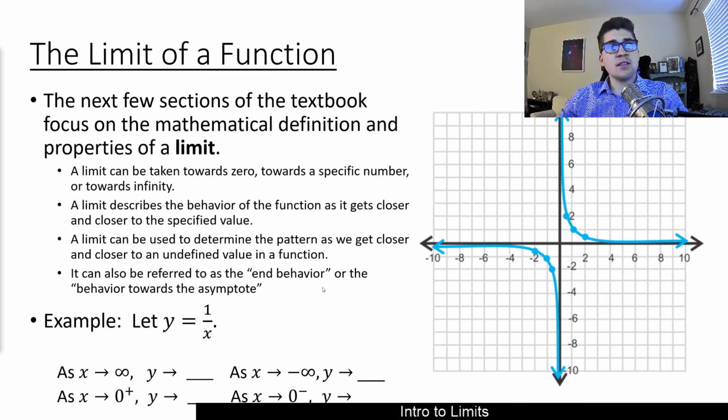So let's go ahead and look at the example, let y is equal to 1 over x. Sometimes we may refer to this as the end behavior. As x approaches infinity, y approaches something. And this is a way you may have seen it before. And if not, let's go ahead and discuss what this means, because the way a limit is defined is analogous to this.